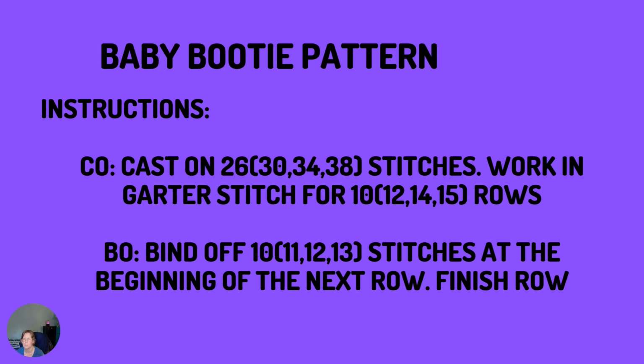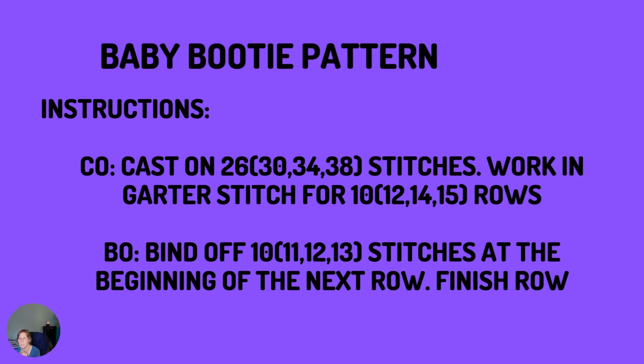All right, we're going to continue with our pattern here. It states cast on 26 (30, 34, or 38) stitches. If you're knitting a newborn baby bootie, you would only cast on 26 stitches. Let's say you wanted the booties to fit a 3-month-old, then you'd cast on 30 stitches. For a 6-month-old, 34 stitches, or for a 9-month-old would be 38 stitches. We're going for a newborn, so we'd only cast on 26 stitches.